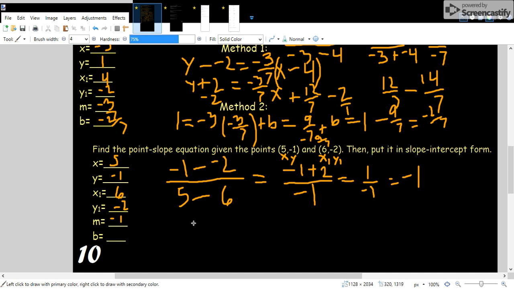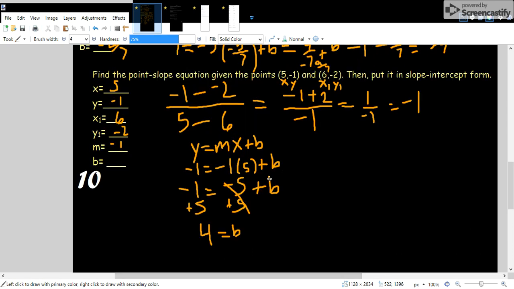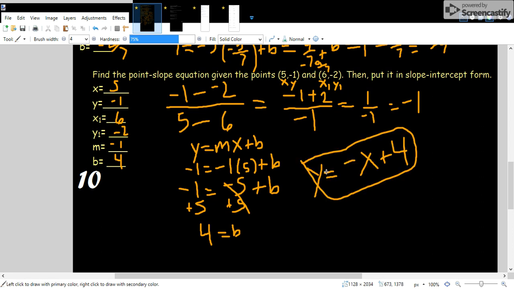Okay, pause the video, find b. Okay, if you did it like method 2, we have y equals mx plus b. Let's plug in negative 1 for y, negative 1 for our slope m, and 5 for our x. Once we do that, we find that b equals 4. So our slope intercept form is y equals negative x plus 4.